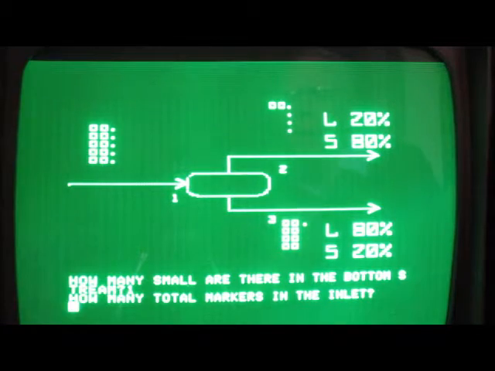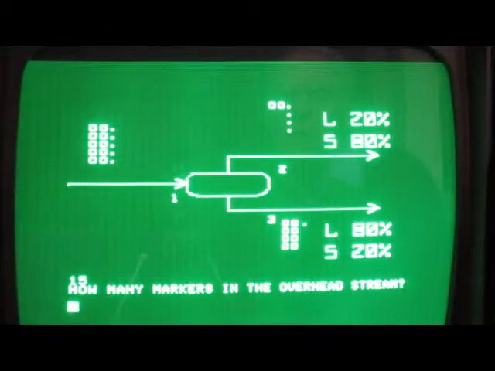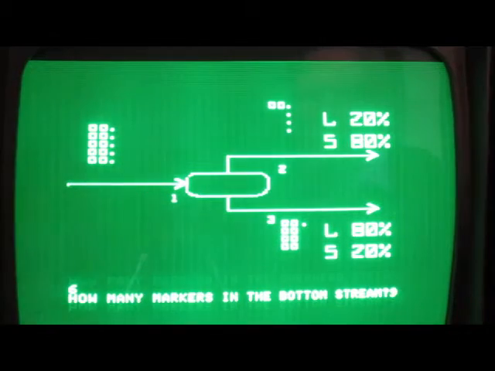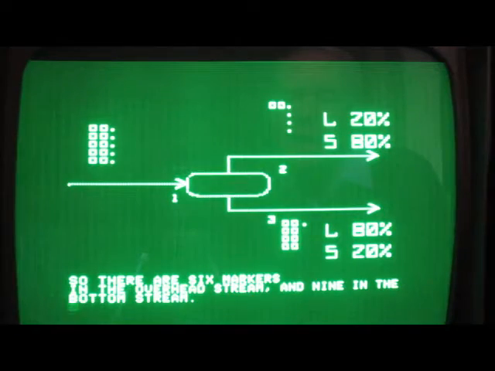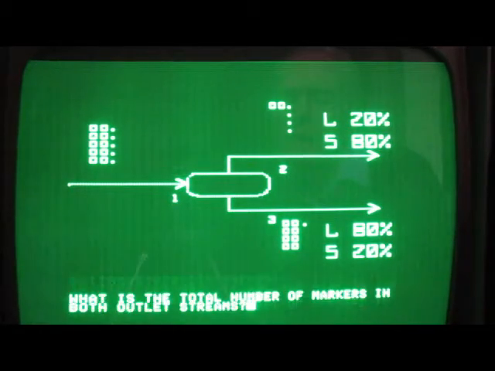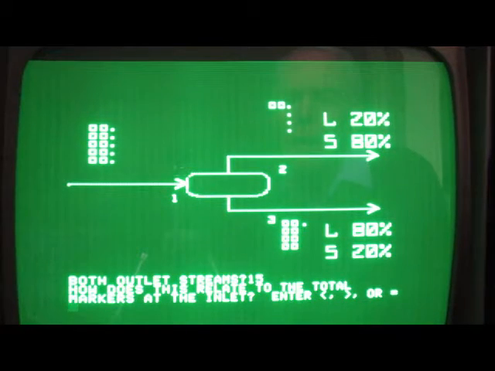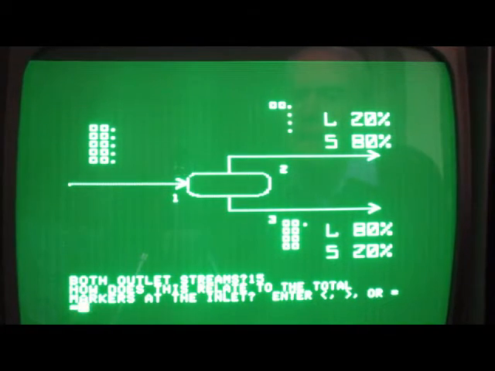There are 15 total markers in the inlet. And in the overhead stream, there are 2 plus 4 or 6. In the bottom, there are 8 plus 1 or 9. And the total number of markers in both outlet streams is 15. And that's equal to what comes in.